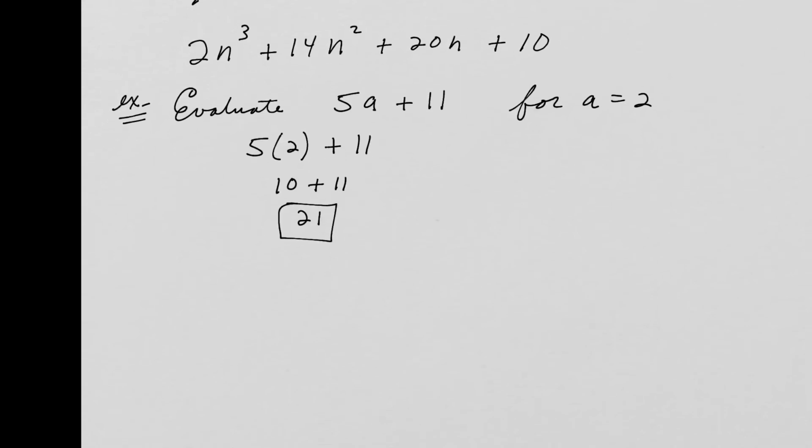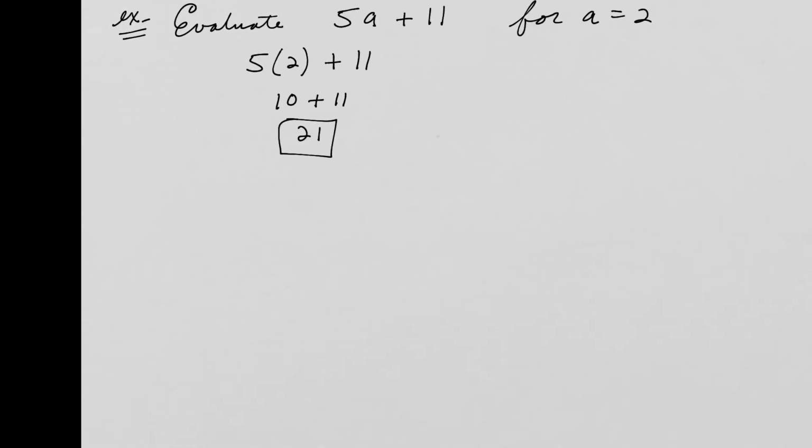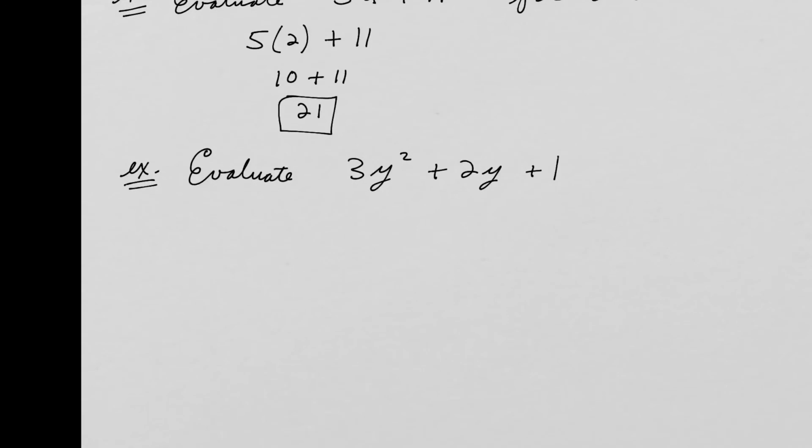Here, let's do another one. So this is nothing new. We actually did this in chapter 2. We just didn't realize we were dealing with polynomials, right? So let's say we're asked to evaluate 3y squared plus 2y plus 1. And let's say I want to evaluate it for two separate problems: y equals 2 and then later y equals -1.